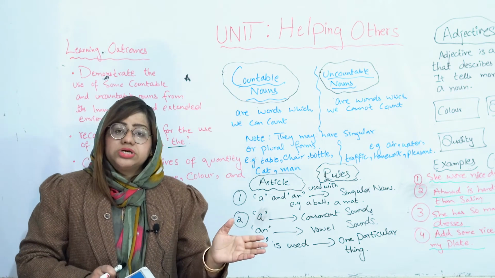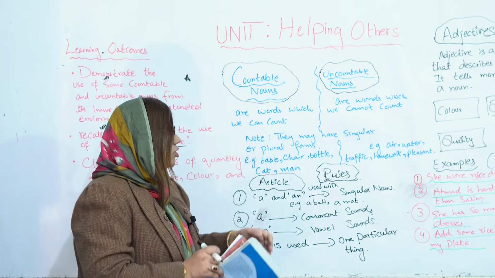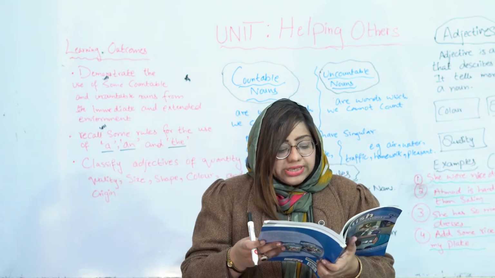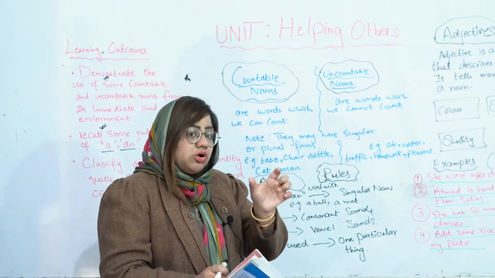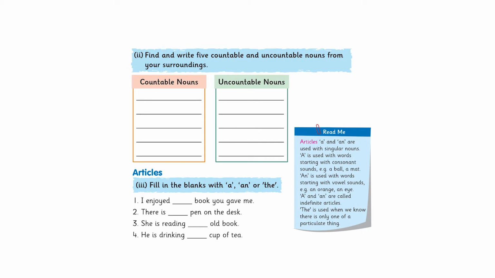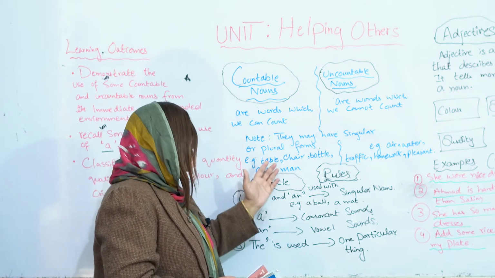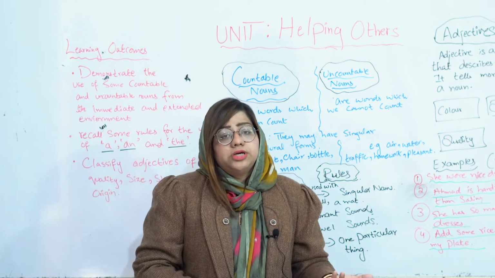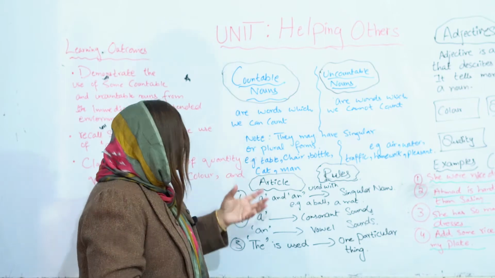You can use them in singular forms and also in plural forms. Have a look at page number 8 of your book. There is an exercise: find and write 5 countable and uncountable nouns from your surroundings. There are 2 columns in your book in which you need to write from the surroundings. For countable nouns, I have written table, chair, bottle, cat, man. If we are talking about man, how many persons are there? 3, 4, 5, 6. Cats, how many cats are there? So these can be counted.